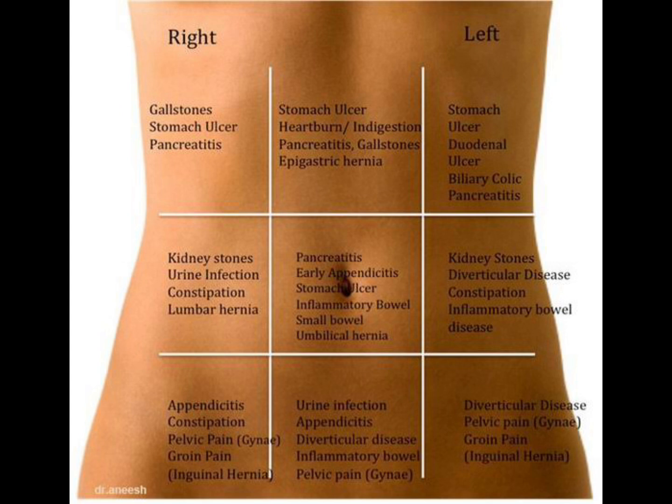We can clearly see the right quadrant and the left quadrant. In the right upper quadrant, we check for gallstones, stomach ulcer, or pancreatitis. In the middle one, kidney stones, urine infection, and constipation, and the most wanted one is the right lower quadrant. It's checked for appendicitis, constipation, pelvic pain, and groin pain. And in the left side, we check for stomach ulcer, duodenal ulcer, and biliary colitis.